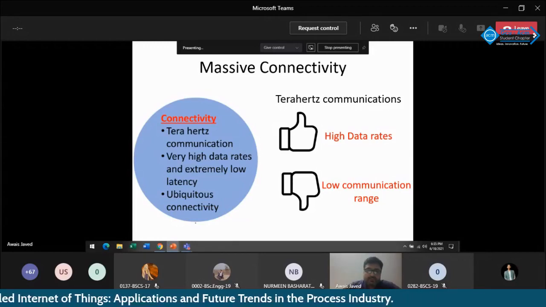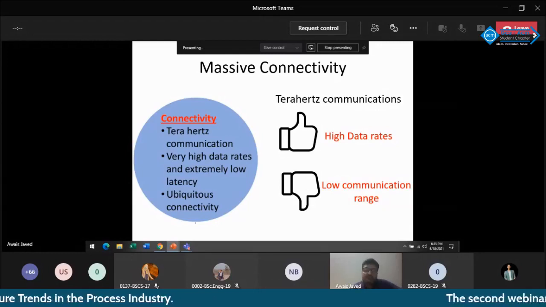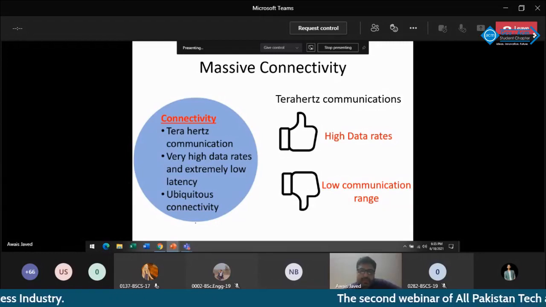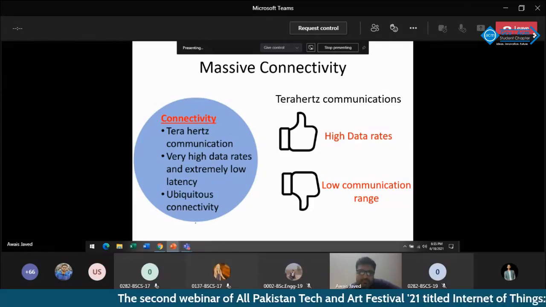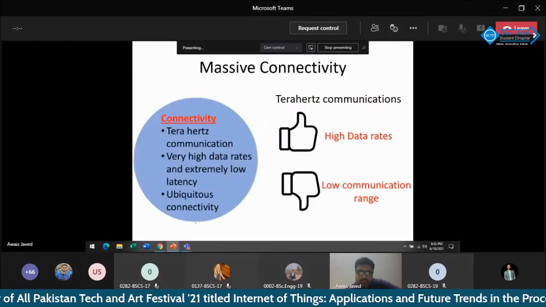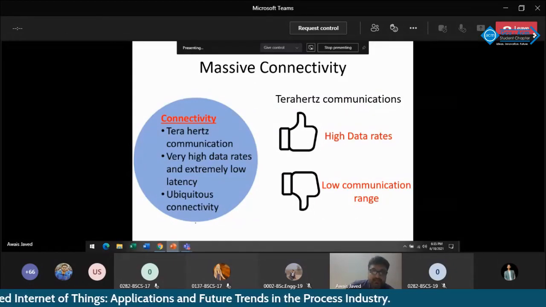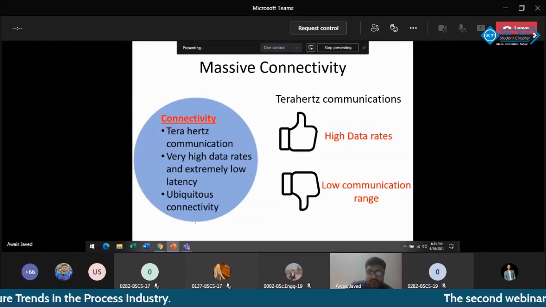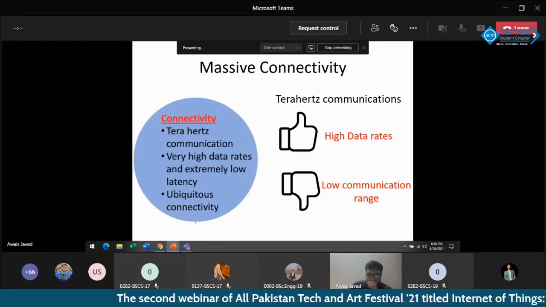So the first key feature of 6G is massive connectivity. Massive connectivity means ubiquitous connectivity, connecting all the devices, all the small computing nodes, and the cloud servers, all with high data rates. Terahertz communication is the key technology here. Terahertz communication will provide extreme data rates and extremely low latency.